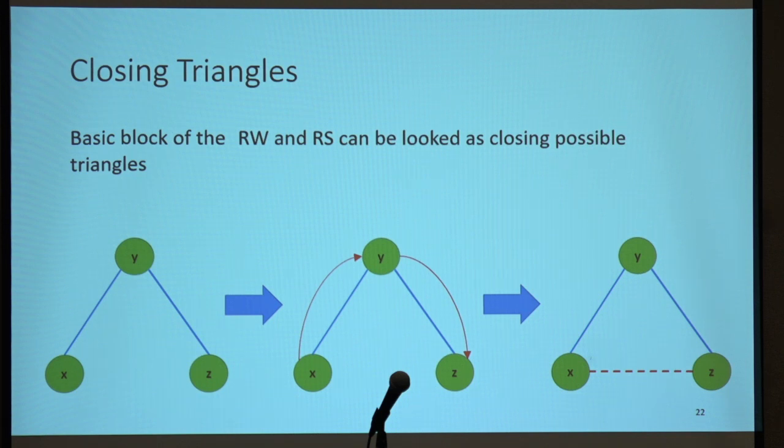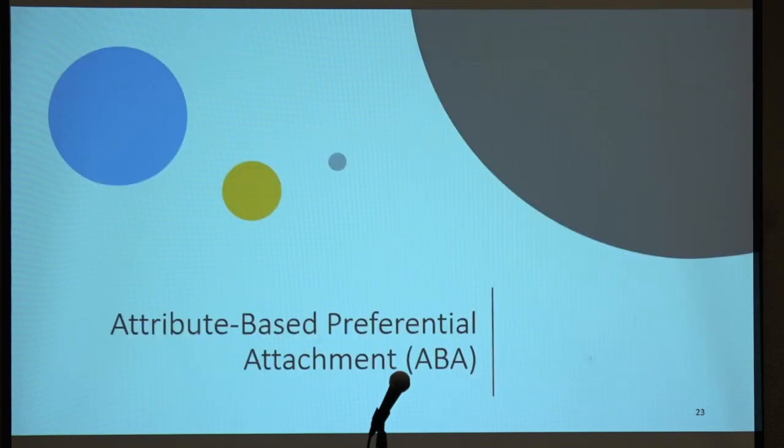The basic block of random walk and recursive search can be looked at as closing triangles. A triangle is a clique of size 3. Here we close a triangle by connecting x to z, which has a path of 2, by creating edge xz. We will use triangle closing for our model, so we needed that. Let's look at our model and how it's different from recursive search and random walk.